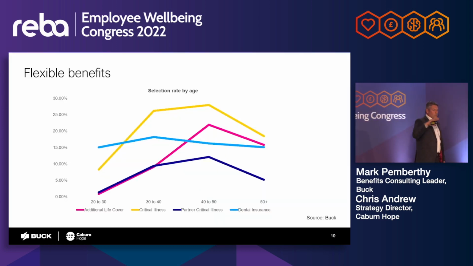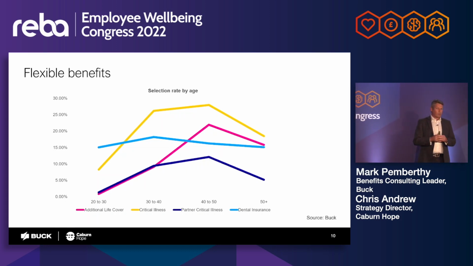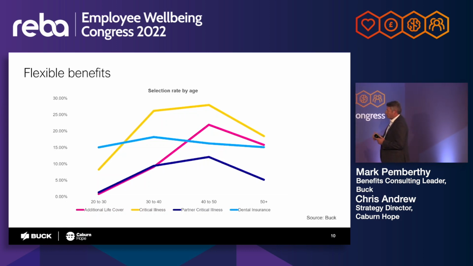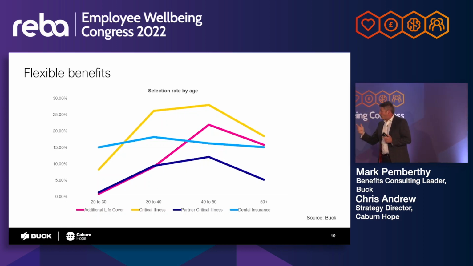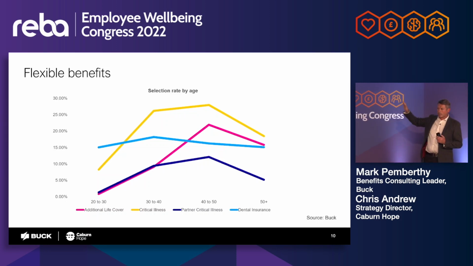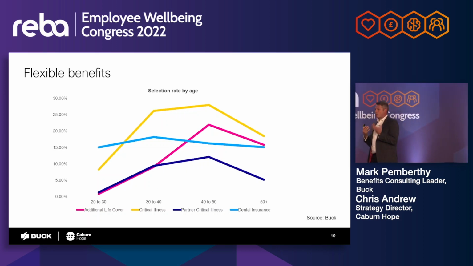And we see this in terms of where we do see voluntary benefits provided. This is examples across our own clients from a flexible benefits perspective, looking at different employee selections of, in this case, protection benefits. So buying additional life cover, critical illness cover, partner critical illness and dental. Big spikes in the effectiveness and the usage of protection benefits, particularly between the ages of 30 and 50, when employees are starting to have those things to protect in their lives, whether that's family or homes and so on.